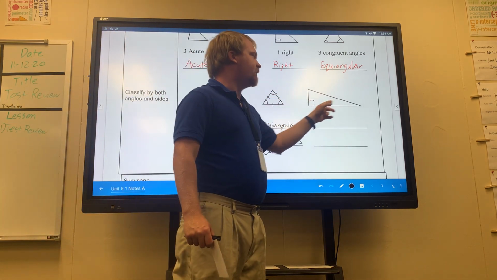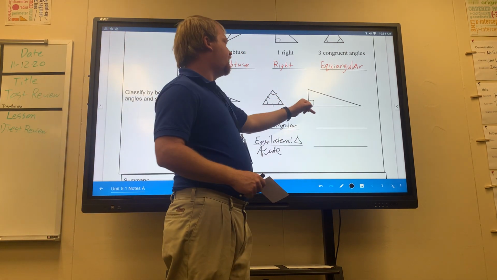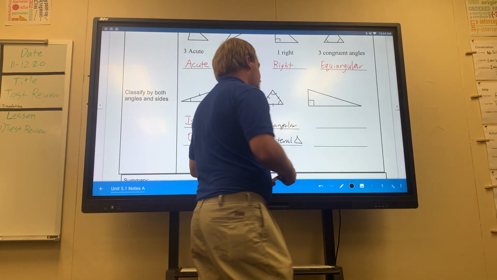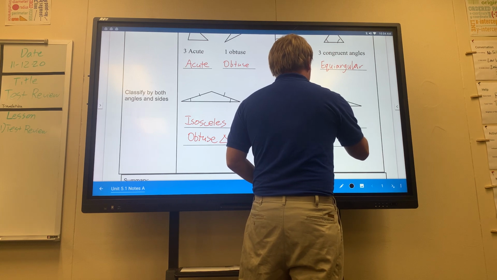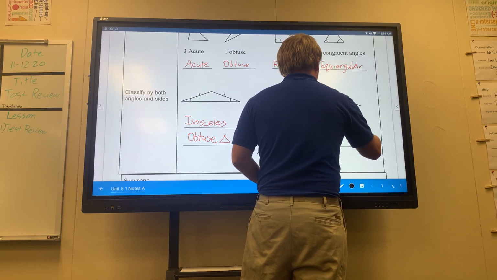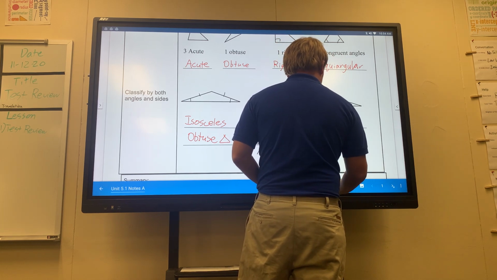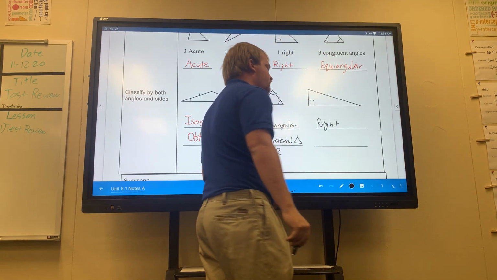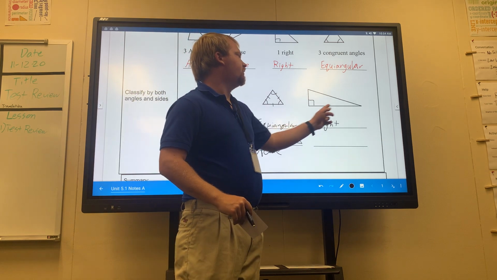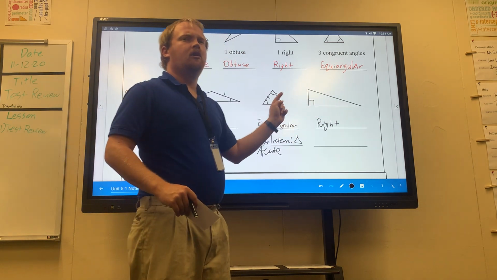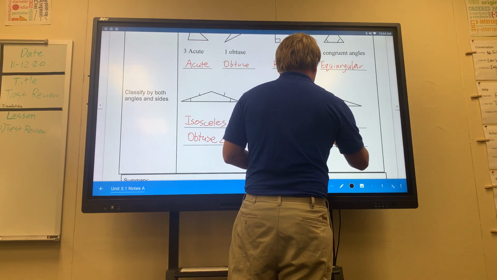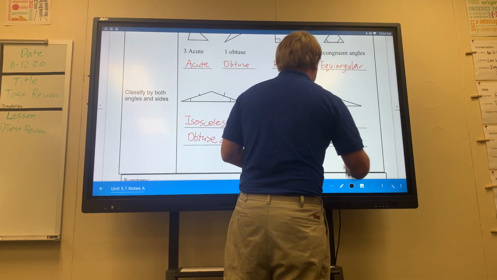Next, I have a right triangle. I say that because I have a right angle here. So I have a right triangle, but I also have different lengths. All three lengths are completely different from each other. So I have a scalene triangle.